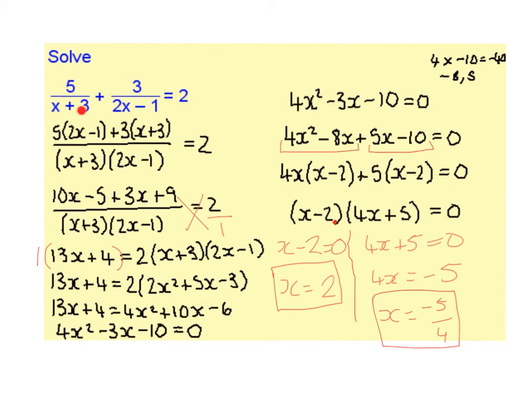So I was asked to solve 5 over x plus 3 over 2x minus 1 equals 2. And I end up getting two x values. One is 2 and the other is minus 5 over 4.